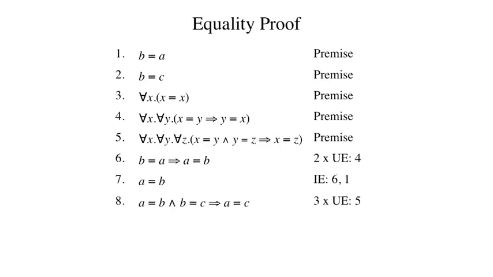We then use universal elimination again to instantiate the transitivity axiom, this time with X replaced by A, Y replaced by B, and Z replaced by C. We conjoin the result on line 7 with the premise on line 2 to derive the conjunction on line 9. And finally, we use implication elimination to derive our overall conclusion.